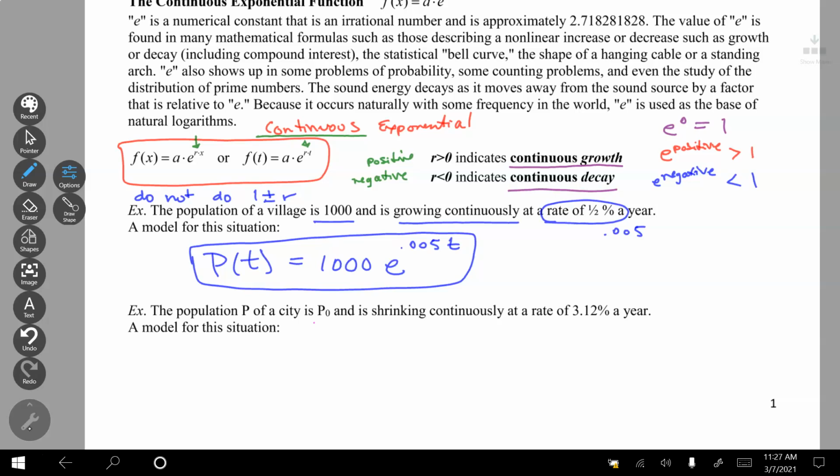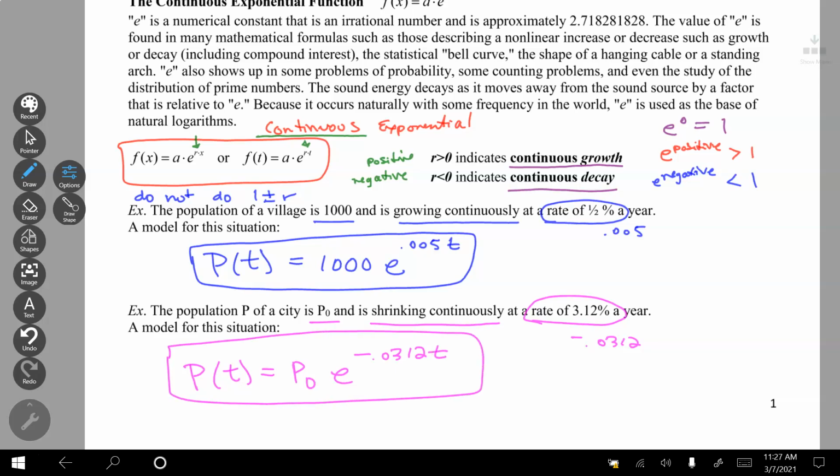And now we have a population starting at P sub 0, just some population shrinking or decaying at this rate. Well, this rate would be 0.0312, but since it's shrinking, I'm going to use a negative. So this population is equal to P sub 0 e to the negative 0.0312t, and this is the model that we're going to use. Again, for these r values that we use as the exponent, do not add or subtract from 1, because we just use what we see. Growth means positive, decay means negative.